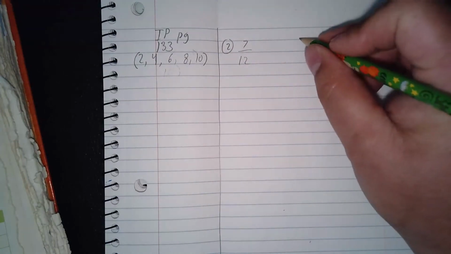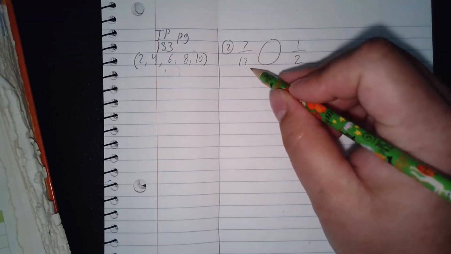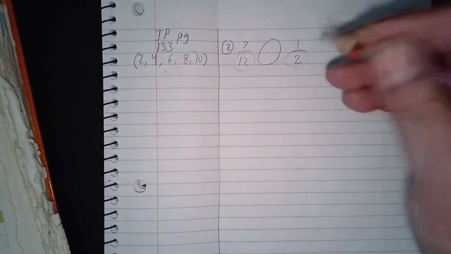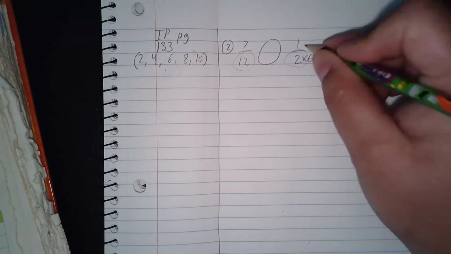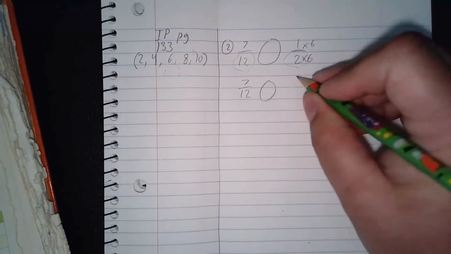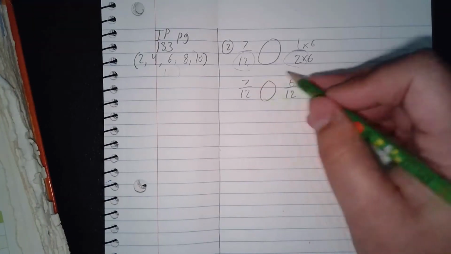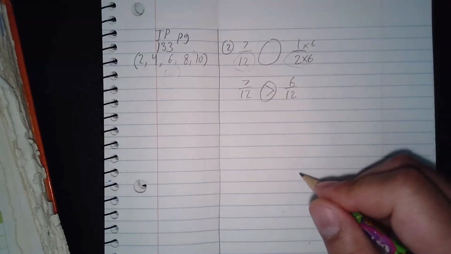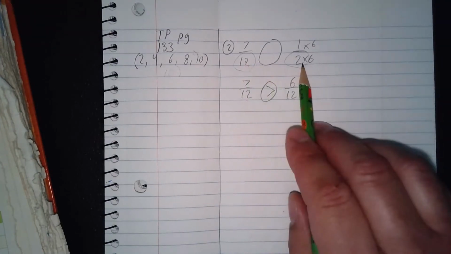7/12 and 1/2. Here's my circle. Alright, to compare the fractions I need a common denominator, which means I need to find the LCM of 2 and 12. Okay, I noticed that if I multiply 2 by 6, I'll get 12. So if I rewrite that, I have 7/12, and then I have 6/12. Now that I have a common denominator, I can compare the numerators. Alright, I can see that 7 is more than 6, so 7 is greater than 6. And there's your answer, which says 7/12 is greater than 1/2.